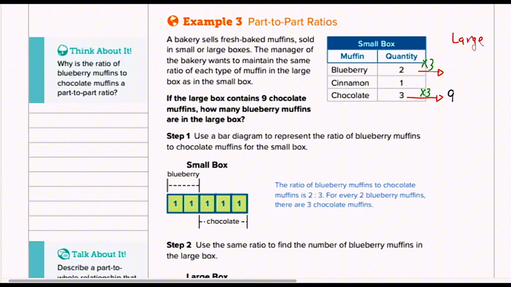Then you can see the comparison here between part and part. The part here is the chocolate to the blueberry in the small box, and also the same relation between chocolate and blueberry in the large box, and the scaling factor that takes me from the small box to the large box, scaling forward by multiplying by 3, is 3 times as many in the large box.